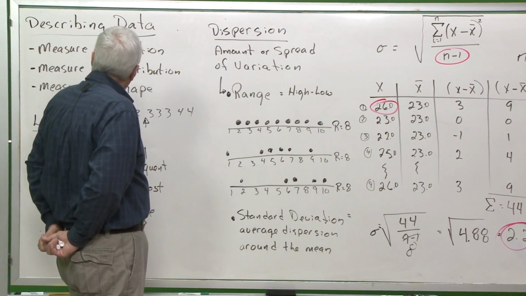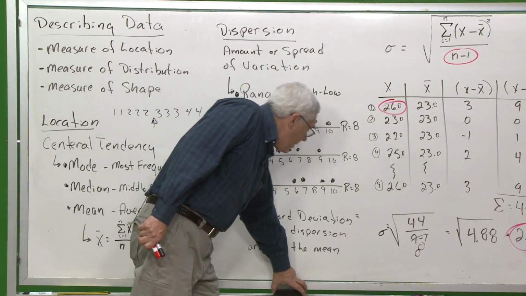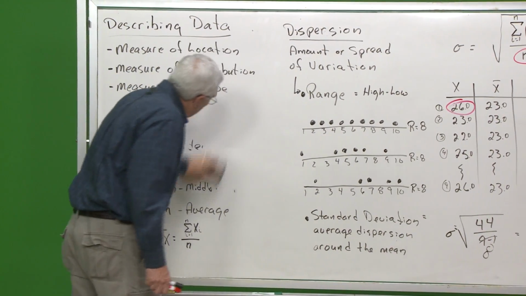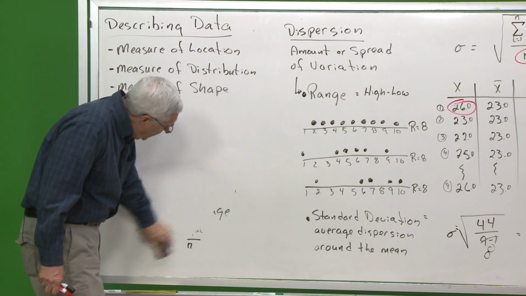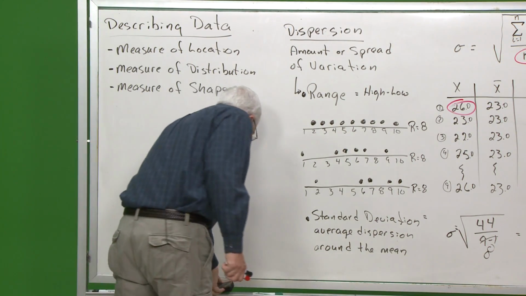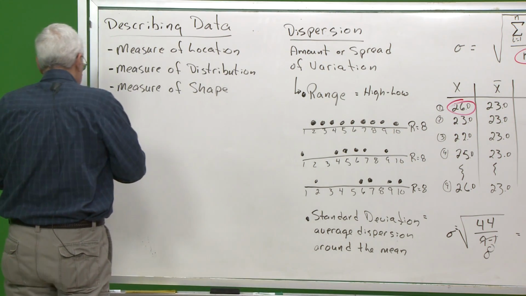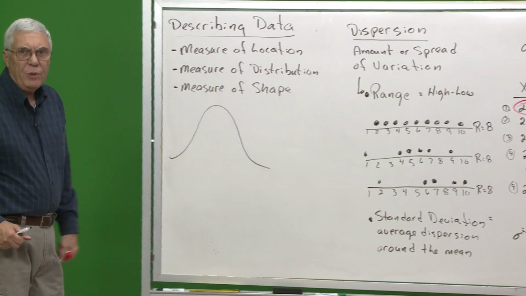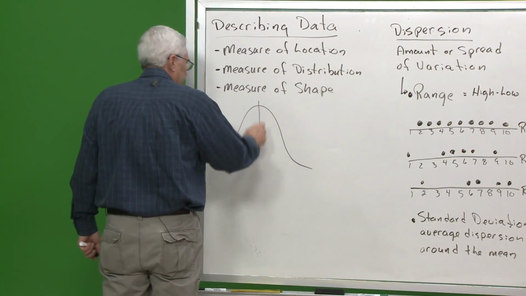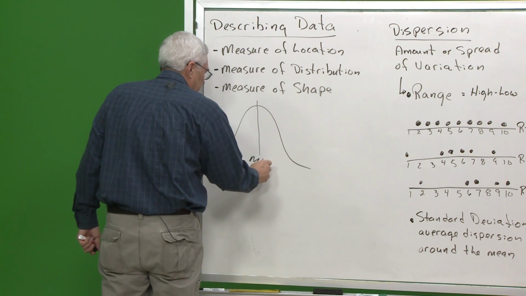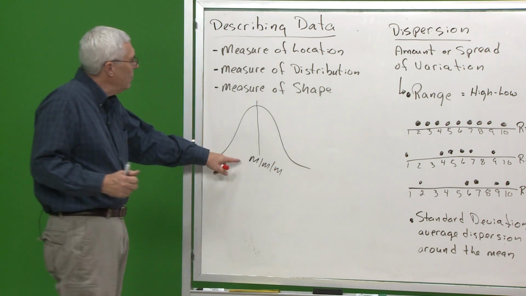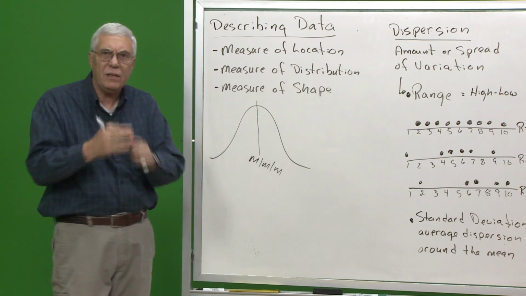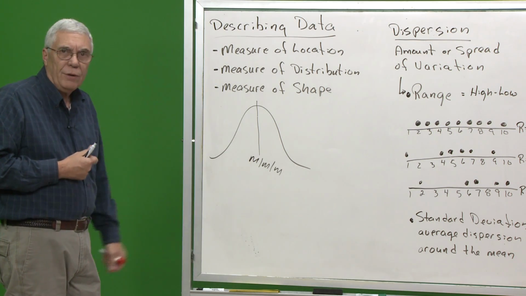All right, the third one then, measures of shape. I'm going to move back here and get a little space. We really don't need to spend a lot of time on it because we've already talked about it in the histogram. Normal distribution curve. Mean, mode, and median are all going to be right there, or very close to that, right in tight to the center of the curve.